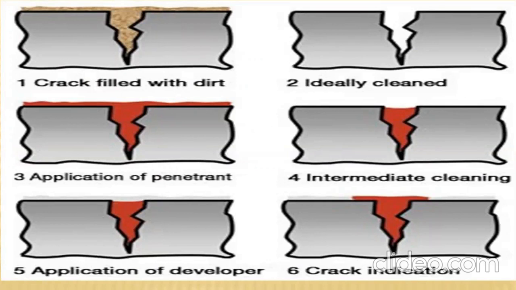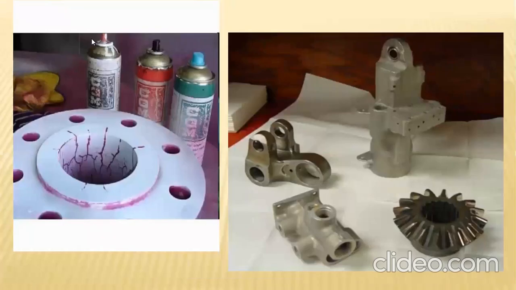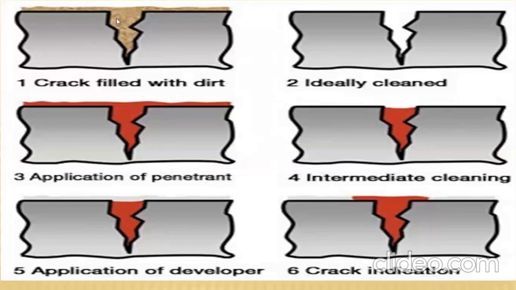Coming to the pre-cleaning process, initially the object is cleaned with pressurized water, because the object to be measured should be dust free. Before cleaning, the object upon measuring will look like this. After cleaning, the dust deposited at the crack levels is removed. Later on, the penetrant is applied. Next is intermediate cleaning, where the additional penetrant deposited on the layer is eliminated.